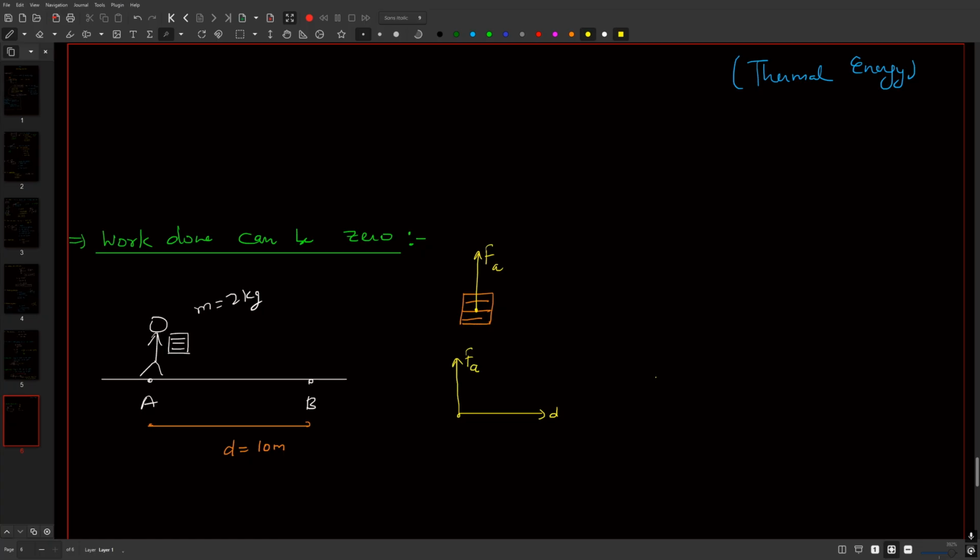So to balance the books, you have to apply force upward to keep it steady so that it doesn't fall down, to counteract the gravity. So the applied force is in upward direction. So theta is 90 degrees here.